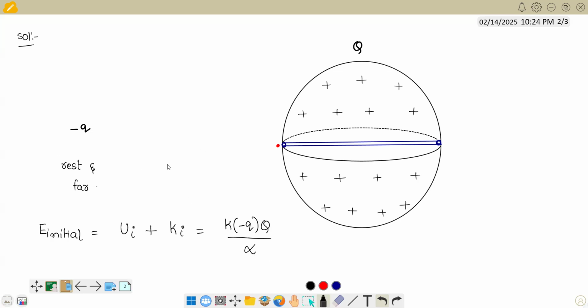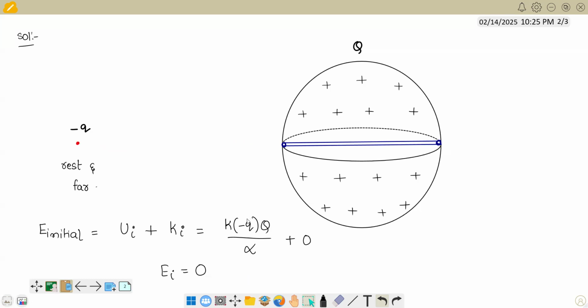The distance is infinity between them. Plus, initially it is at rest also, so there is no kinetic energy. So, what is the initial energy of the system? It is directly zero. There is no initial energy. If there is no initial energy and there is no external force, it is getting attracted only due to internal force. Since there is no external force, we can assume safely that final energy is also zero.